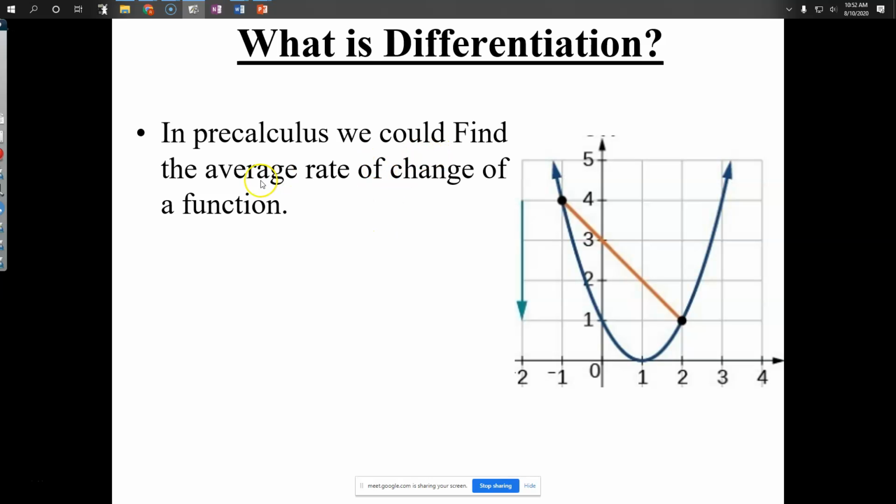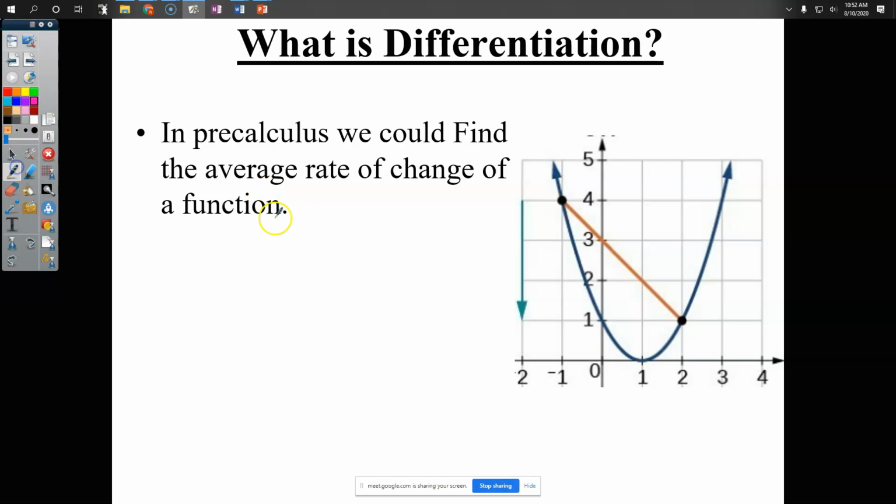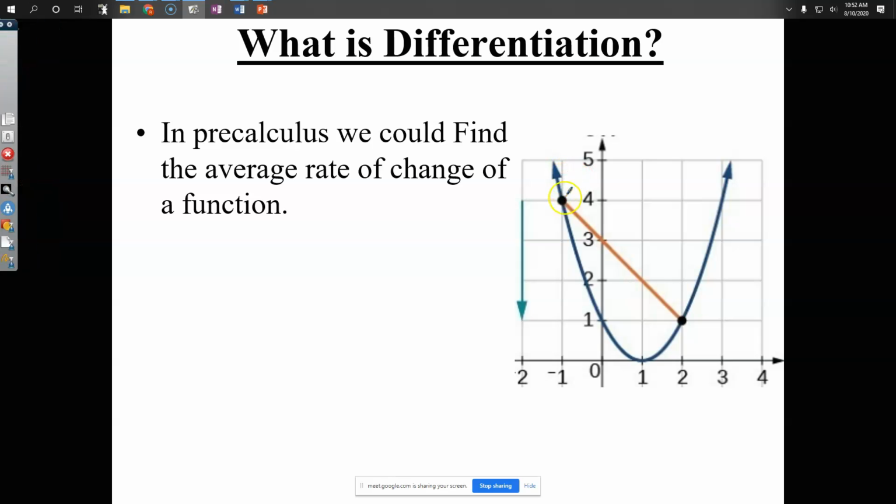In pre-calculus, you could find the average rate of change of a function. I don't know if that might ring a bell with some of you, but suppose we had this parabola here. Your teacher last year in pre-calculus at some point probably asked you to find an average rate of change, and what he meant was he would give you 2 points on the curve, and your job was to imagine a straight line connecting them and then find the slope between those 2 points, and that's what we would call the average rate of change.